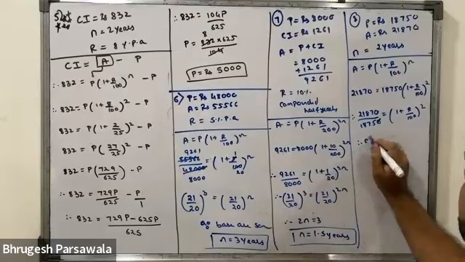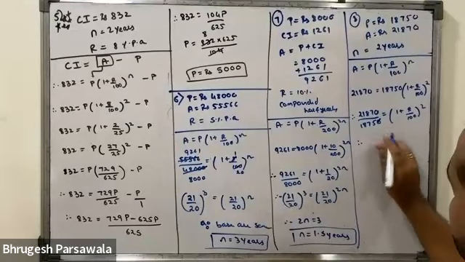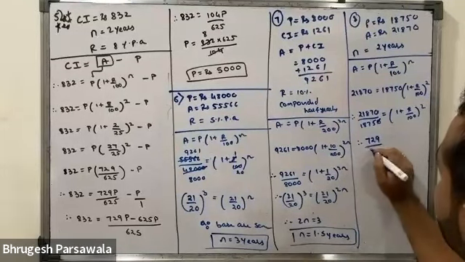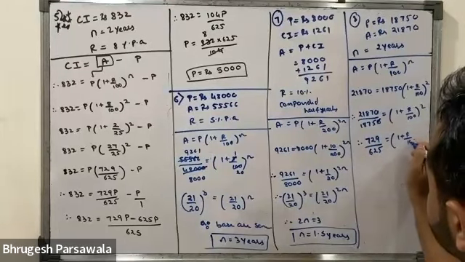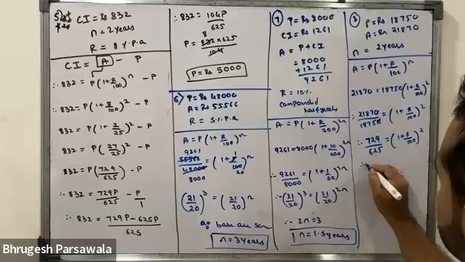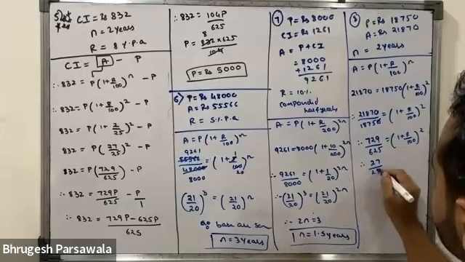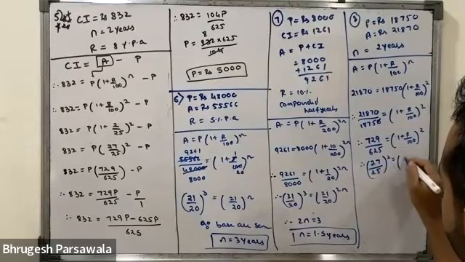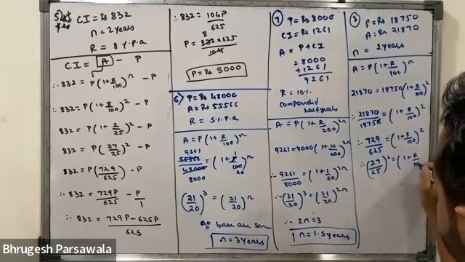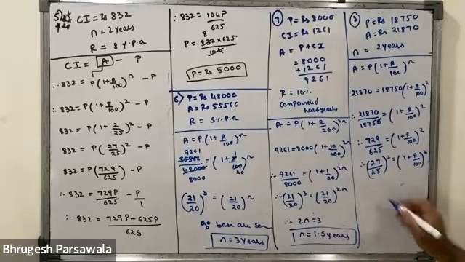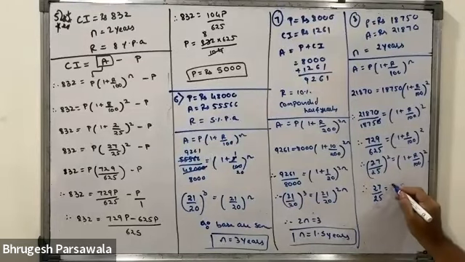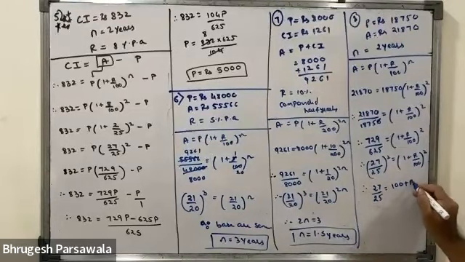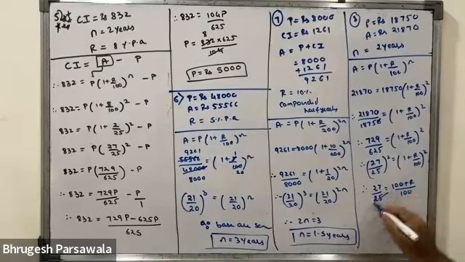3 से divide करो. 729 upon 625 equals 27 by 25 square. Taking square root on both the sides, LCM 100 plus r upon 100, 25 on the 25 fours are multiply.